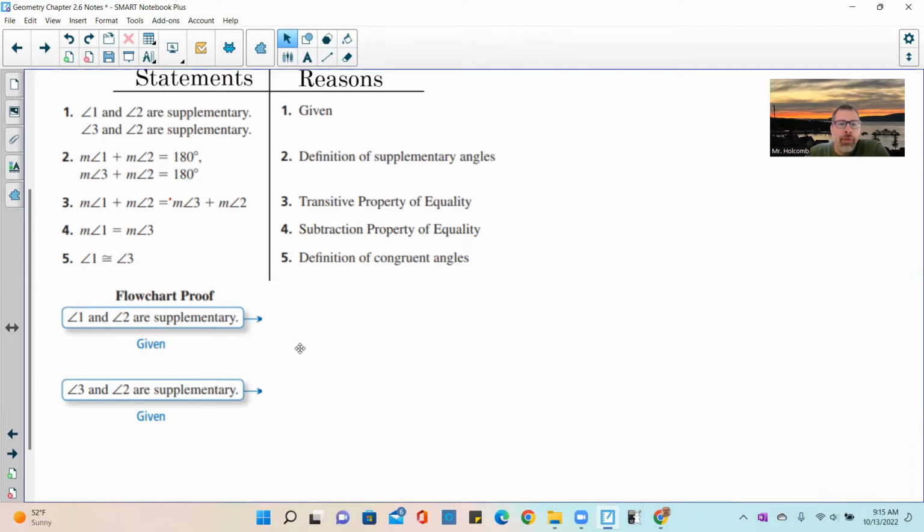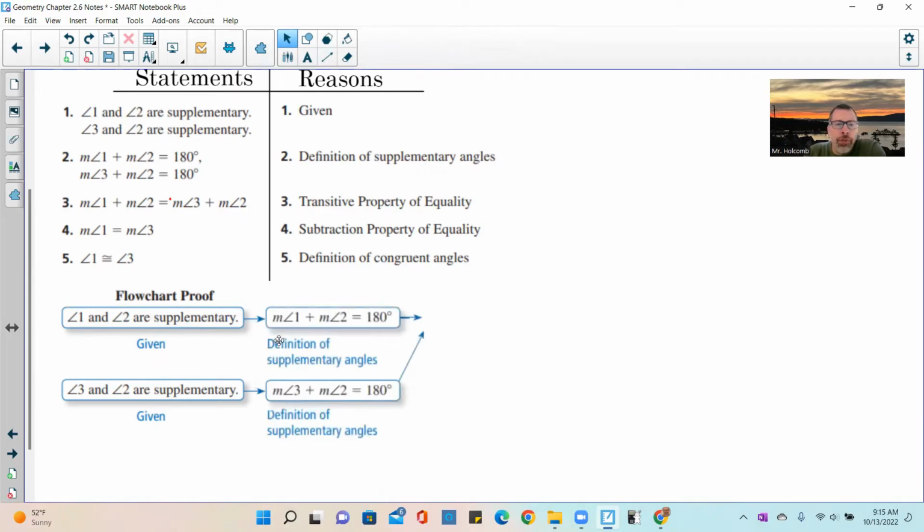What does that lead to? Well, that leads to the next line. The measure of angle 1 plus the measure of angle 2 equals 180. And this one leads to the measure of angle 3 plus the measure of angle 2 equals 180. And those are both definition of supplementary angles. So that was just these two with the same reason.